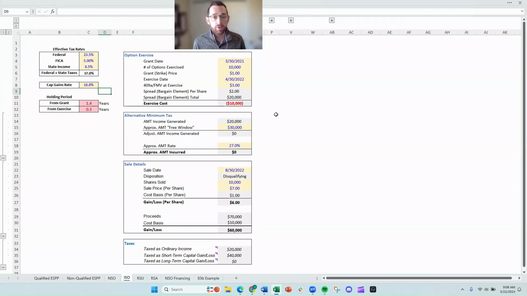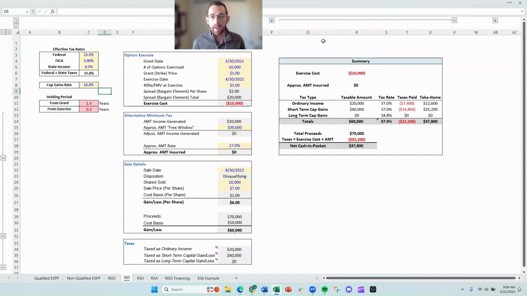That $20,000 is from your bargain element, and then the difference is short-term capital gains. Remember, we didn't hold these shares from exercise for at least a year, so we're going to have a short-term capital gain on these shares. So let me show you what that looks like in summary here, and I'm going to move this out of the way so that you can see it.